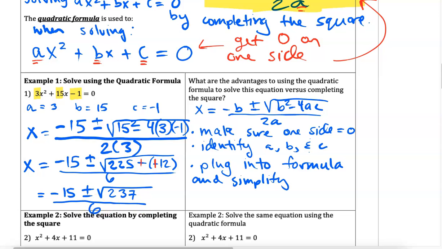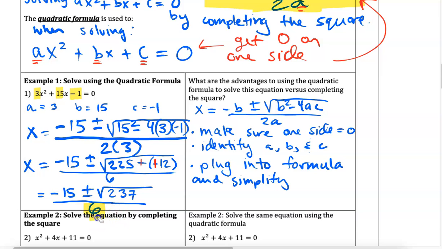Now you might mistakenly think, well, hey, can't I cancel a 3 from both the 15 and the 6? And the answer is no. You can't cancel a 3 from the 15 and the 6 because of this plus and minus. This 15 is being added to something else and subtracted by something else, so we can't cancel it.